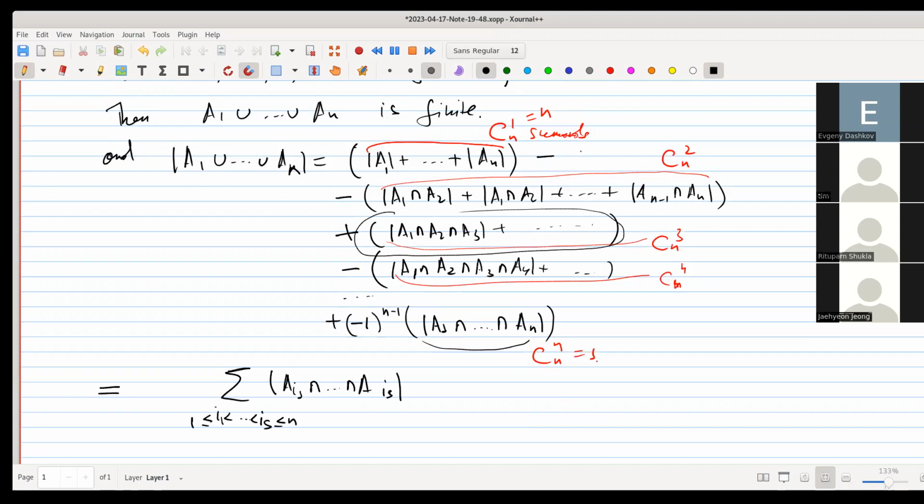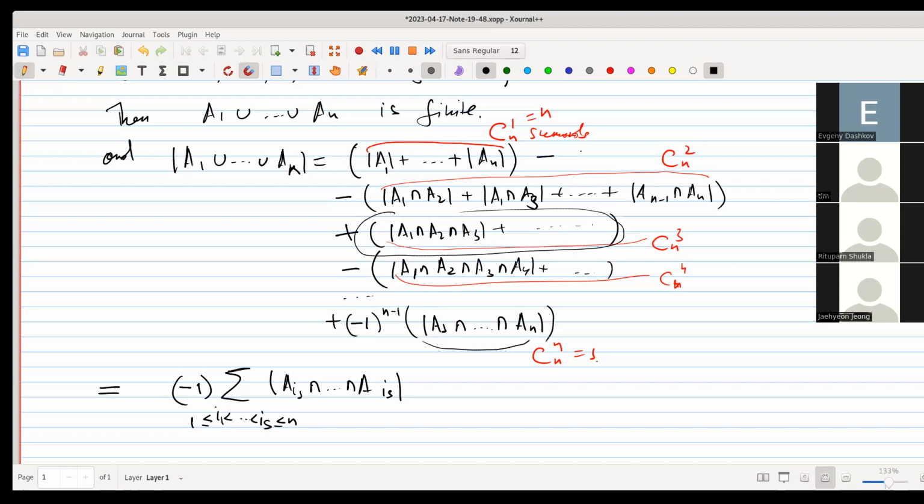Why? Because look, here we take A1 intersected with A2, but not A2 intersected with A1. Is it clear? So we need an unordered pair of our sets. Unordered means there are as many unordered pairs as there are pairs ordered in an increasing, ascending order. Is this idea clear? Yes.